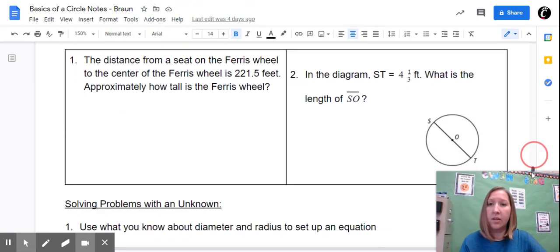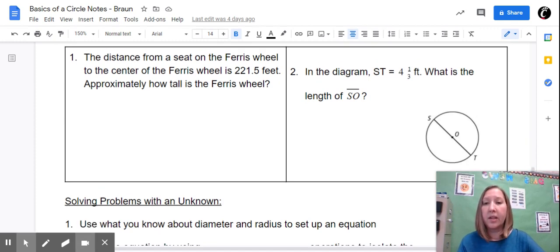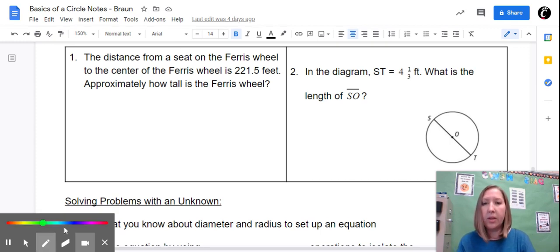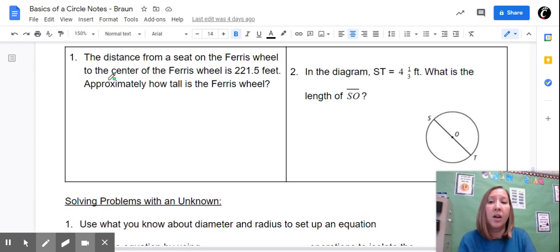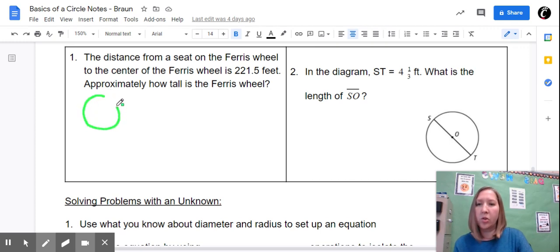We're going to use those formulas to help us solve some of these problems. In our practice, it says the distance from a seat on the Ferris wheel to the center of the Ferris wheel is 221.5 feet. Approximately how tall is the Ferris wheel? Okay, so what we are being told here, a couple things we want to look at. We are told that from the seat, which is on the outside of the Ferris wheel, to the center. So we're thinking about from the outside to the center. A lot of times it's helpful to draw a picture. So I'm just going to draw my Ferris wheel with my circle and my center. That means from the seat, we'll say the seat's right here, to the center, that is 221.5. So that's going to be this segment here.